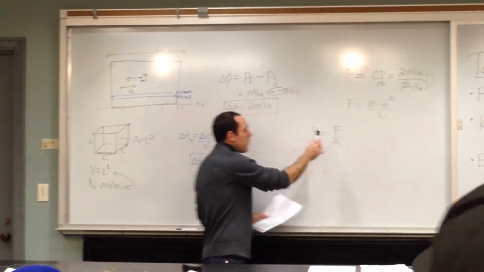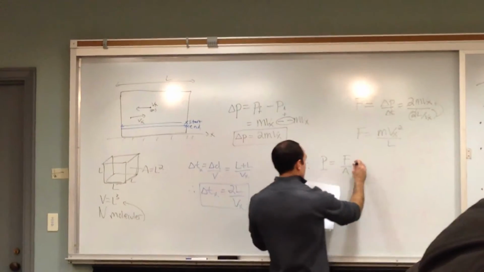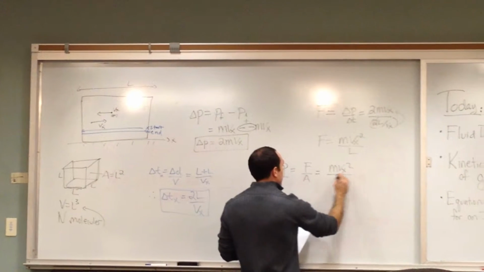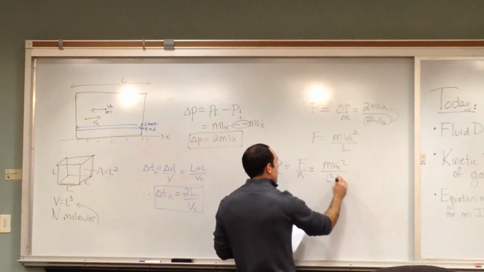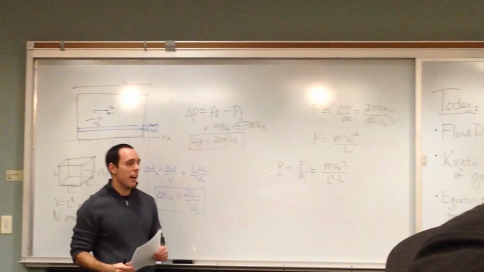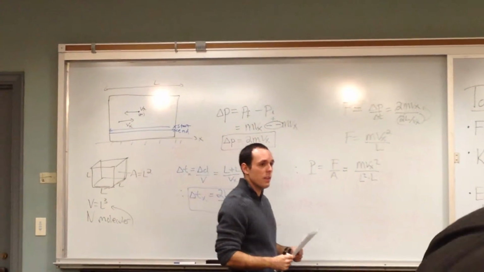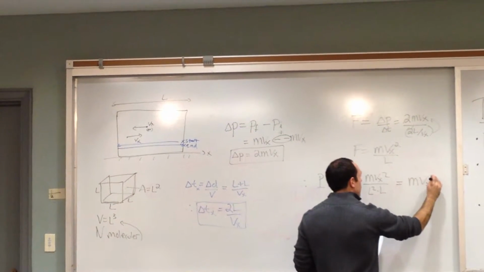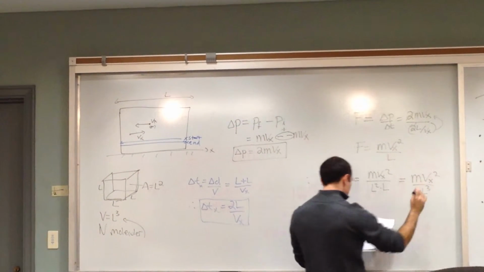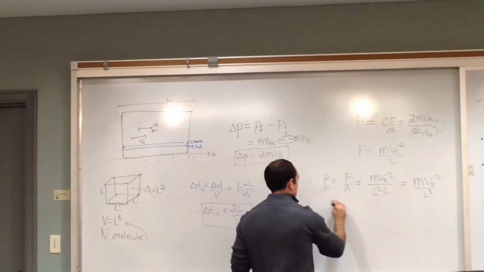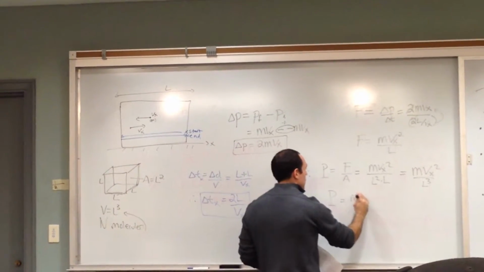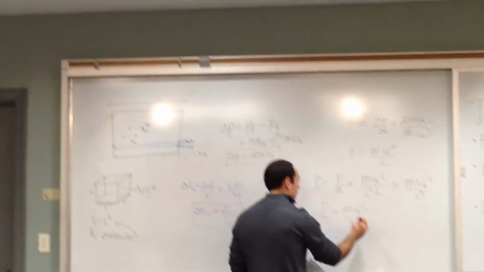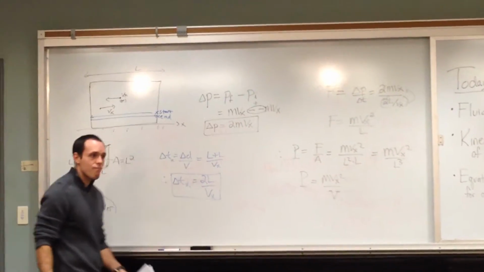So pressure is force divided by area. Well, that's going to be equivalent to m vx squared divided by L squared times L, where the L squared is from the area, and that other L is from here. And that just gives us now the pressure is mass times the velocity squared divided by L cubed, which then is m vx squared divided by the volume. Let me capitalize that to represent volume.